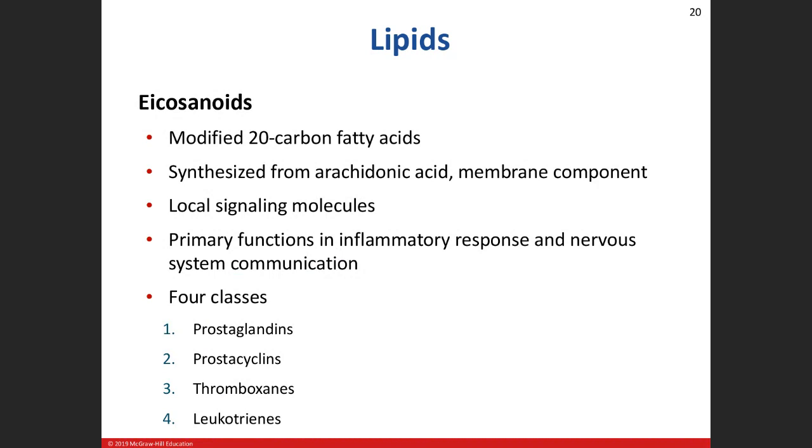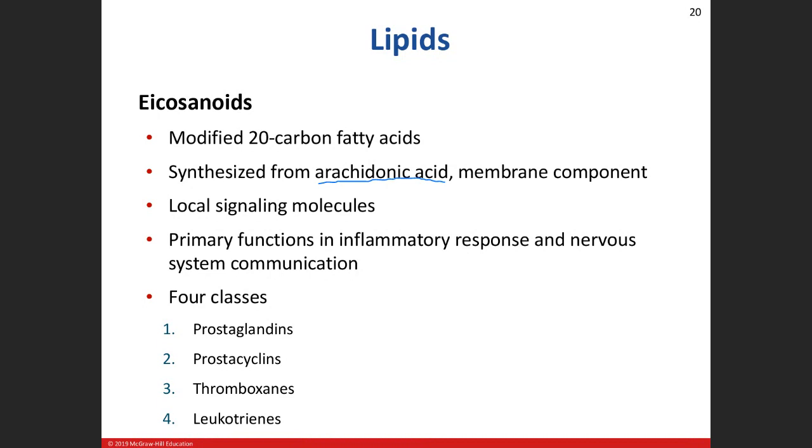Okay, so I discussed them. I said that those are the locally acting hormones, but you need to know they are made from arachidonic acid. It's found in the plasma membrane. It all starts with arachidonic acid.